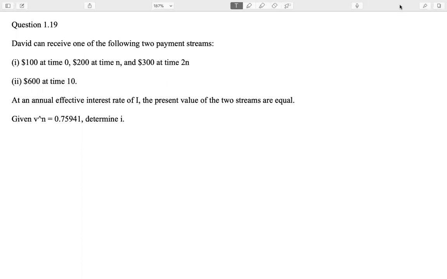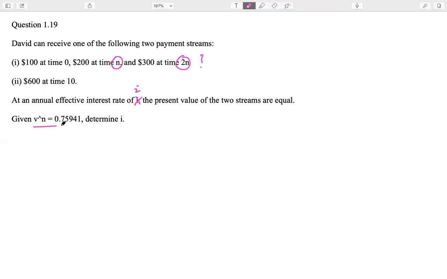In the second option, David receives $600 at time 10. So there's nothing unknown to us. We know everything in the second option. In the first option, what we don't know is the year of receiving payments. So here n and 2n are something we don't know. Further information: at annual effective interest rate of i, this is small i, somehow it automatically capitalizes. The present value of the two streams are equal.